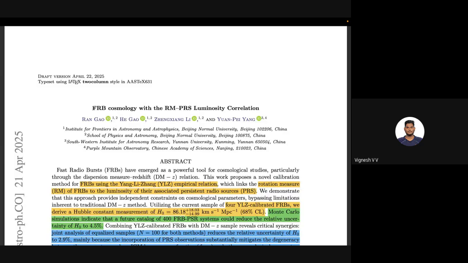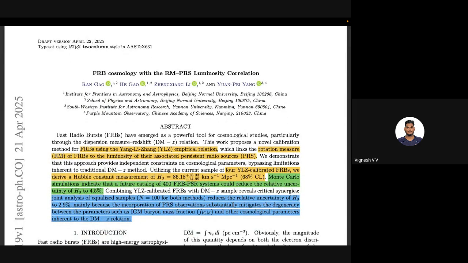paper, which they use the rotation measure of the PRS, the rotation measure of the FRB and the luminosity of the PRS. So they use a famous relation called the YLZ relation, which relates both the parameters, the rotation measure of the FRB and the luminosity of the PRS associated with it. And using this relation, they calculate H naught.